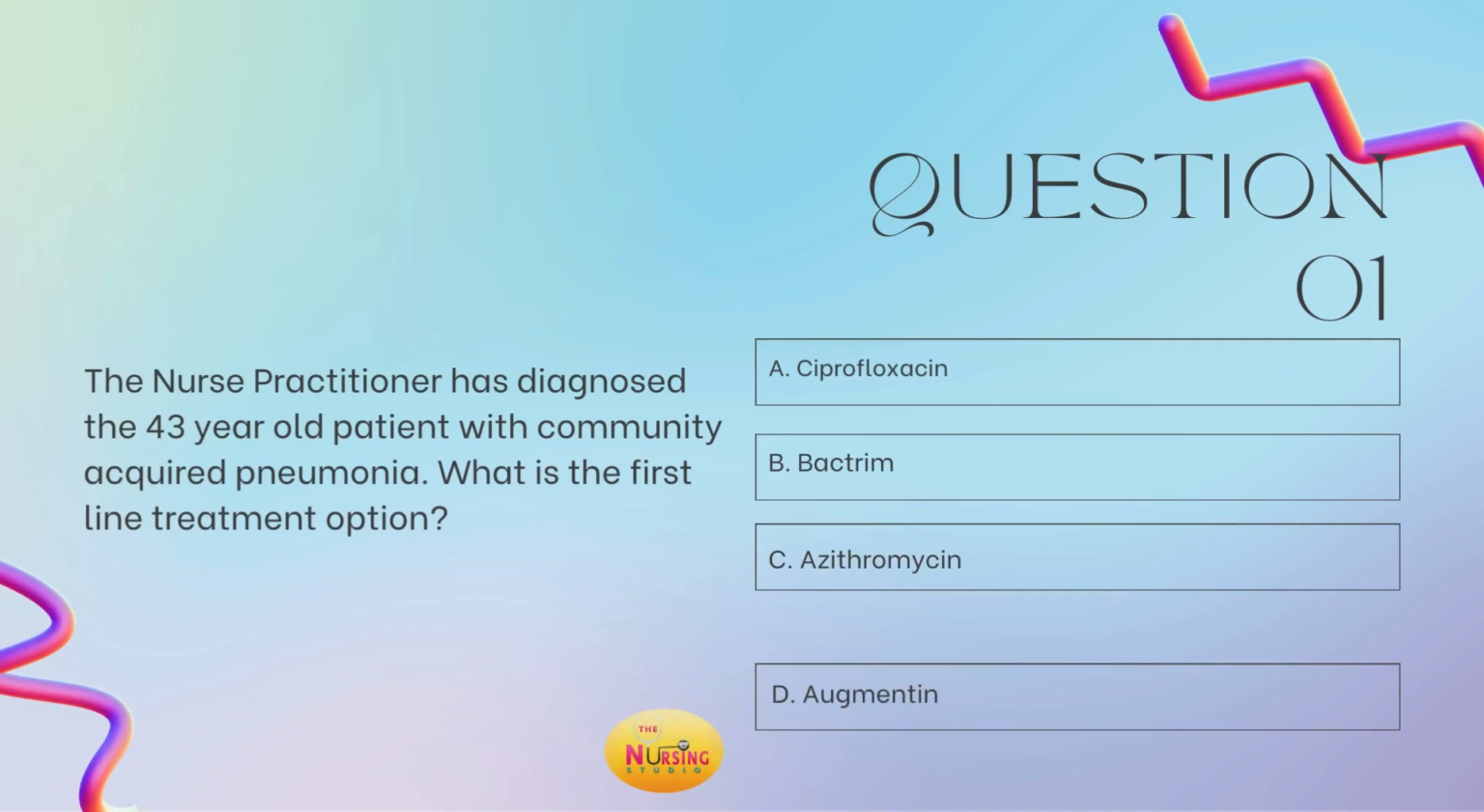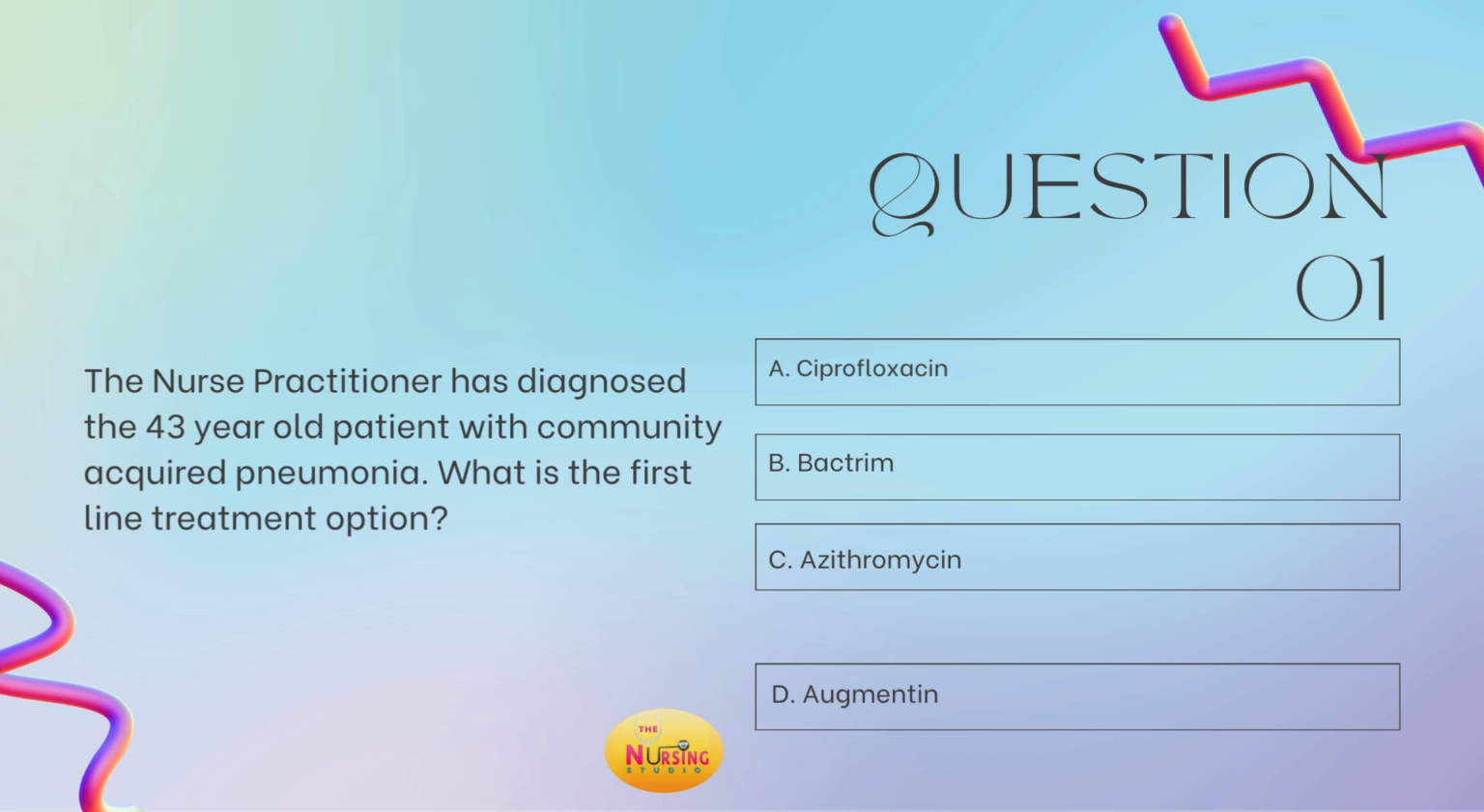Question number one states the nurse practitioner has diagnosed a 43-year-old patient with community acquired pneumonia. What is the first line treatment option? Is it A, ciprofloxacin, B, Bactrim, C, azithromycin, or D, augmentin? Take a moment and tell me what you got in the comments, you guys.